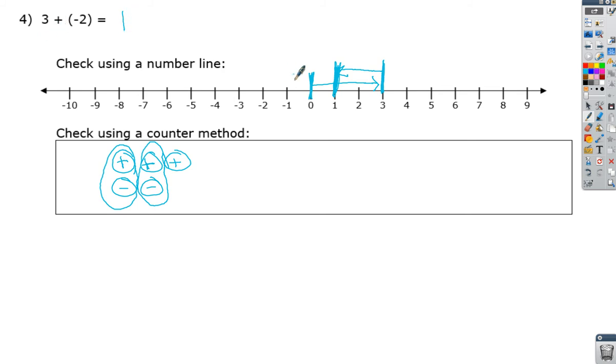We can also use our number line. Starting at 0, we'll go to 3. We decide to go back 2, 1, 2, and we land on 1. You can also see in our counter models we have 1 left over.